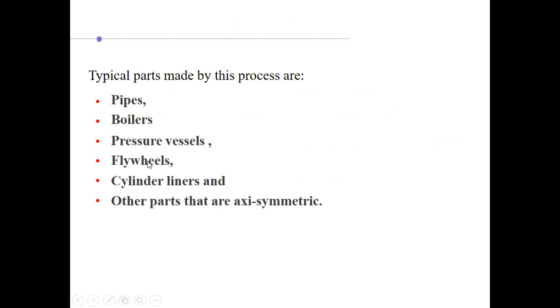Flywheels, because they are required to have dense structures to be able to store the energy. Cylinder liners, even other parts that are symmetric about an axis. That's what it means. So centrifugal casting is known for producing parts that are symmetric about an axis.